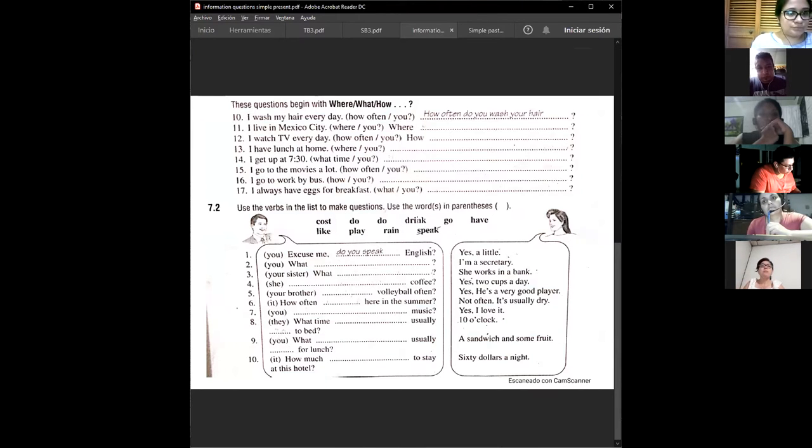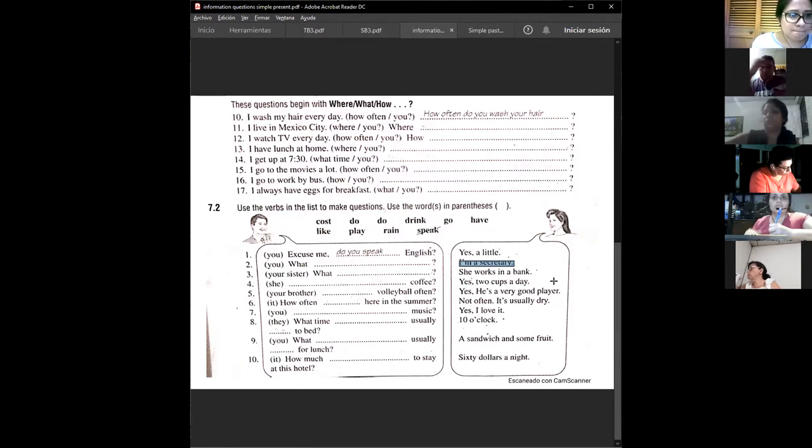We have rain, drink, speak. We have also go, and we have have. So in this case, this is a conversation between you and your sister. That question is a start. Excuse me, do you speak English? We have the answer, yes, a little. Now, we have what, and we have the answer, I'm a secretary.